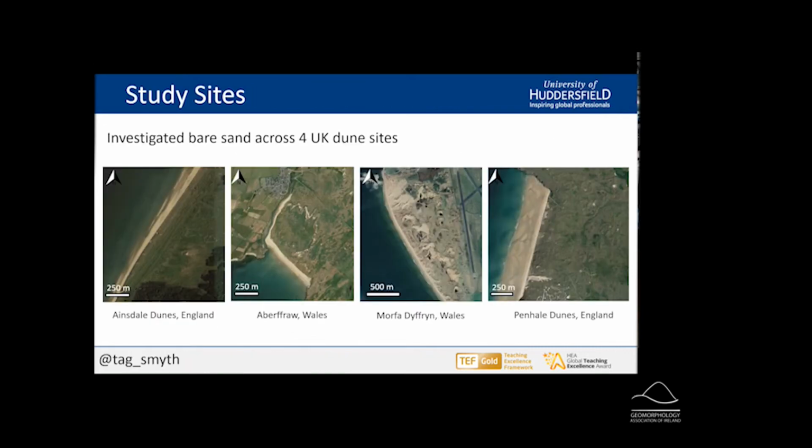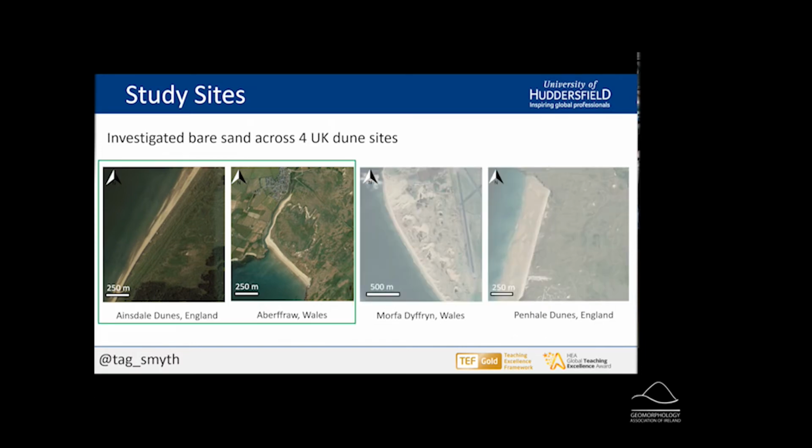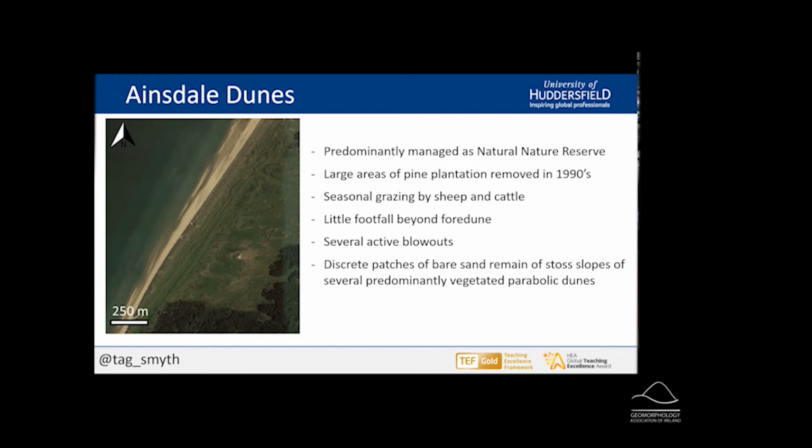And we've done this across 4 sites in the UK, to try and capture a variety of situations and environments. So we've got Ainsdale Dunes in the northwest, Aberffraw on the island of Anglesey, Morfa Dyffryn in North Wales, and then Penhale in Cornwall. However, today's presentation is just going to cover the first 2, Ainsdale and Aberffraw in Wales, which we've already visited today. So just a brief, potted history of Ainsdale sand dunes, so you can understand the site and the dynamics that have been there.